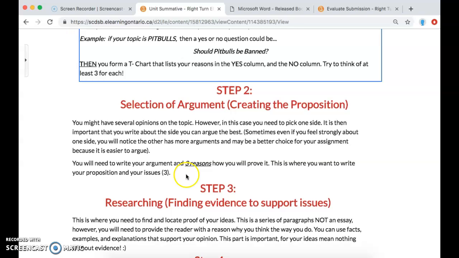Okay, so once you have done that, you need to find the proof to back up your reasons, right? So let's say your question is, should pit bulls be banned? And you've made your T-chart and you're saying, yes, I think pit bulls should be banned. Then you need to make a statement as your argument to sum that up. So basically your argument would be, I think that pit bulls should be banned in Canada, or I think that pit bulls should be banned as house pets, or whatever it is you're trying to say. And then you have your 3 reasons. Because this, this, and this.